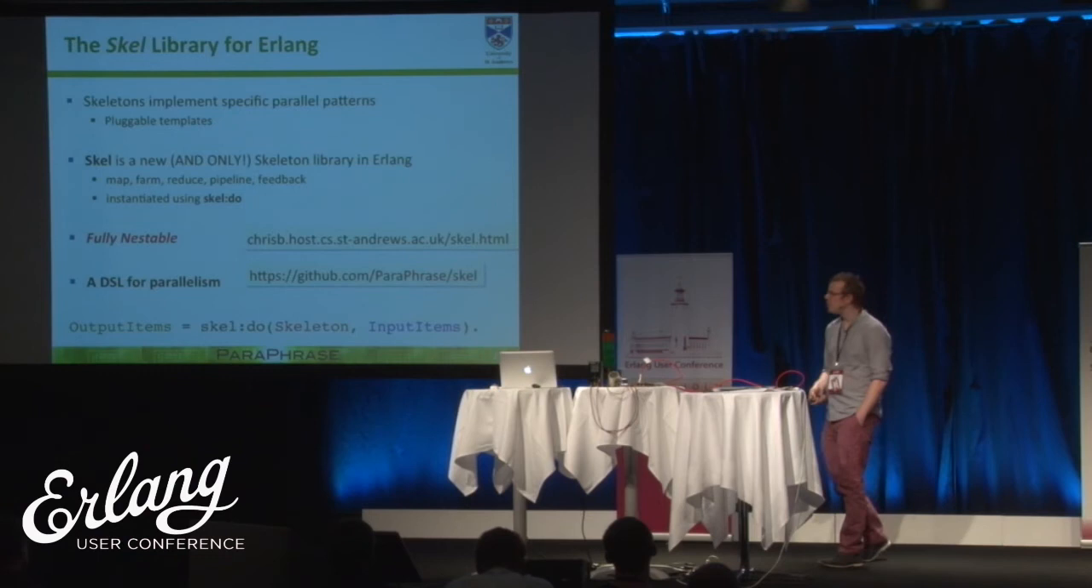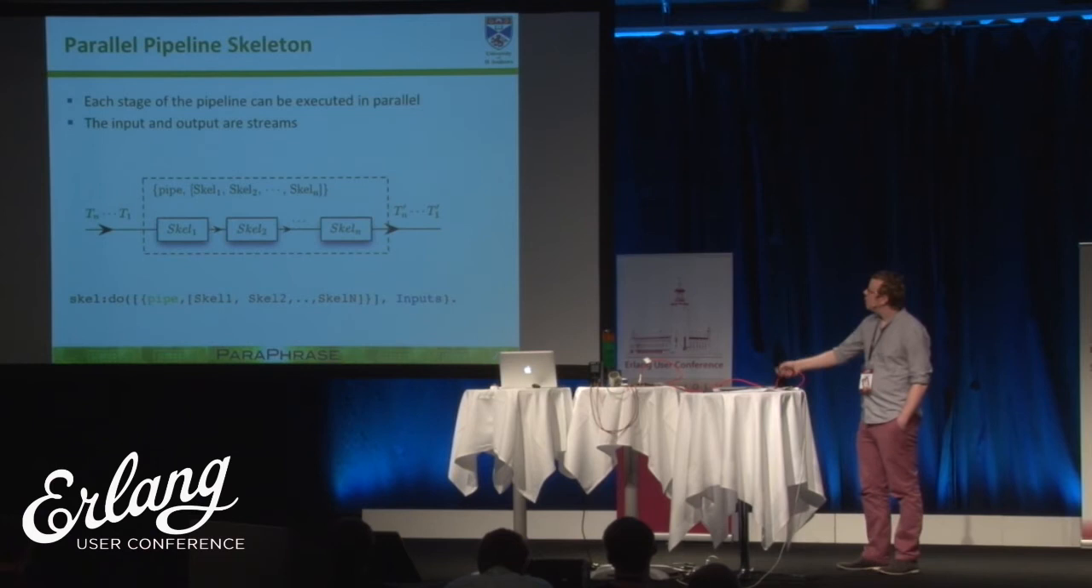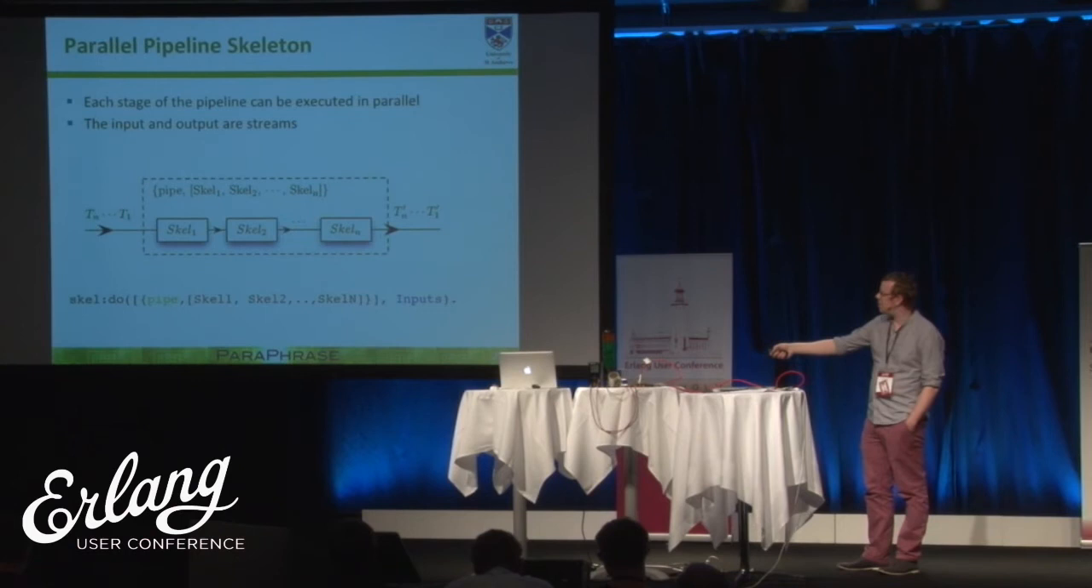So these are examples. This is just a pipeline, just what it looks like. Here is an example of how you would construct a pipeline using skel. You'd call do, but at the top level you'd pass in a pipe. And then for each stage, you construct a new skeleton. So this tuple here is a skeleton. And then you can pass nested skeletons into the middle. And then you pass in some inputs. And the values in this input are basically streamed to the first stage. And then when this is finished computing, its result is streamed to the next stage and so on. So you get this streaming workflow.